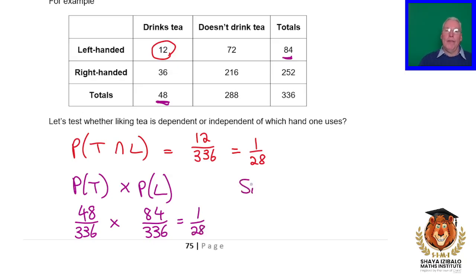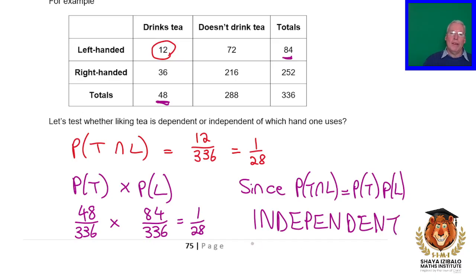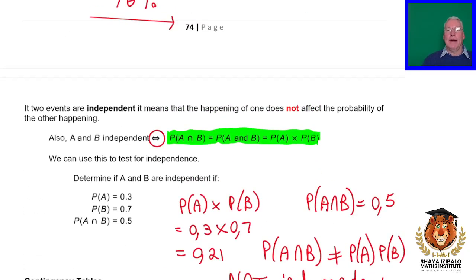Now, since the probability of T and left-handed is equal to the product of the probability of T and the probability of left-handed, they are independent. And what that means when we say they're independent is that the one thing doesn't influence the other thing at all. So in other words, if you find a person, whether they're left-handed or right-handed, their chances of being a tea drinker will be the same. There's no connection. Okay, so this here is a really big idea. I'm going to put a big red star next to it, because we're going to come back to that.